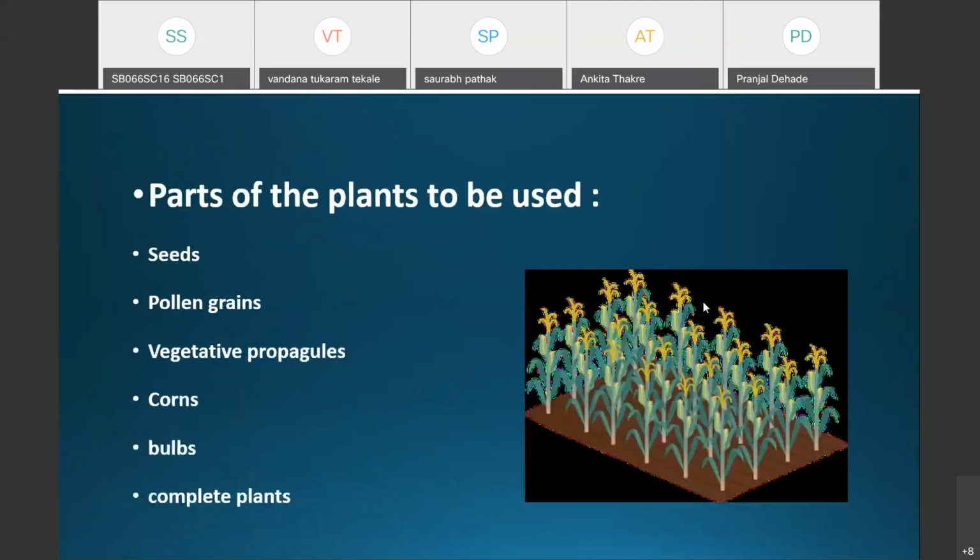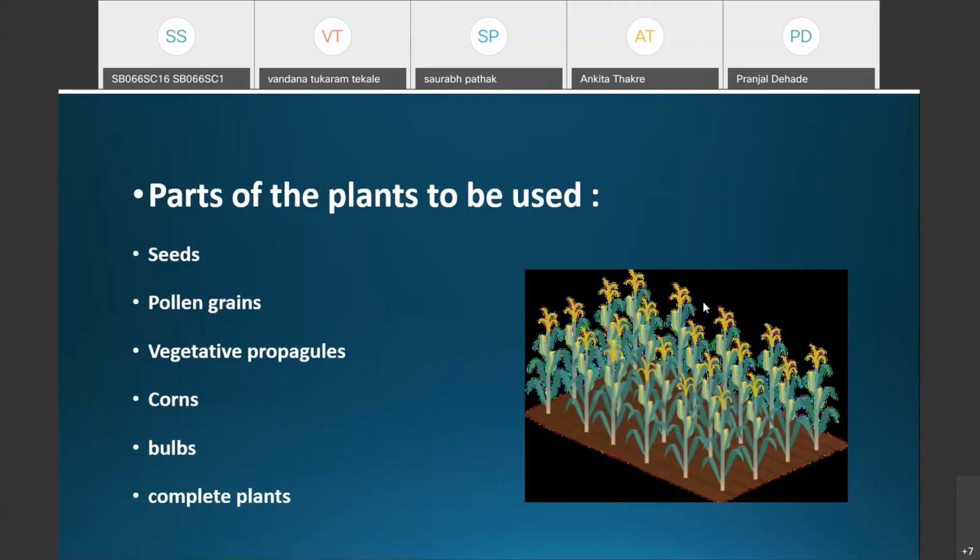Then another important thing in the field technique is the part of the plant which is to be used for mutation breeding. Here in this photograph you can see the different plant parts like the seeds, then the pollen grains, then vegetative propagules like the corms and bulbs. These are used in mutation breeding. Even the complete plant is treated with the mutagens.